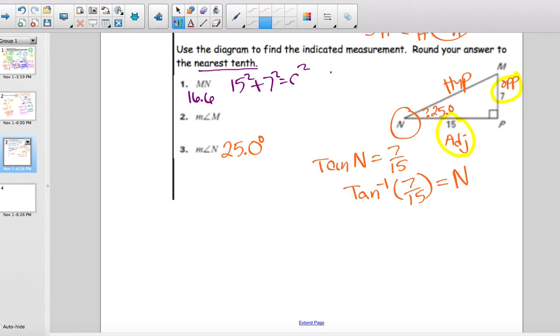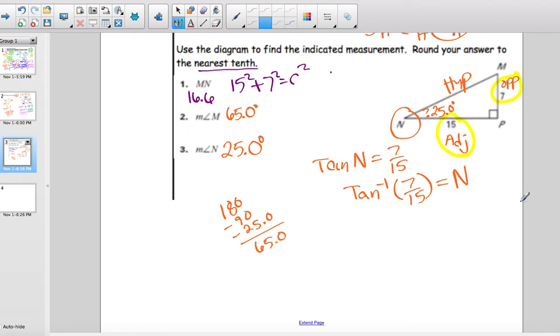Now you can use that angle and the fact that this one is 90 and use a triangle sum to find angle M, or whichever angle you didn't find at the beginning. So you're just going to think of 180 minus 90, which leaves 90, minus the 25.0, which is going to give you your other angle of 65.0. So this one is 65.0 degrees. And then you have all the missing parts, and you have solved the triangle.